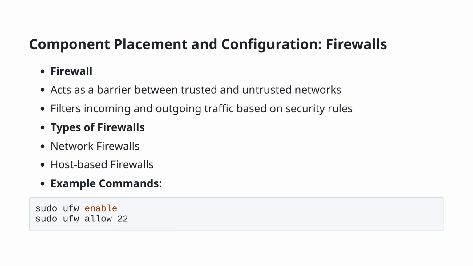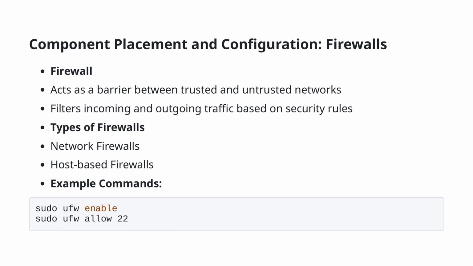In this section, we're focusing on the placement and configuration of firewalls within your network architecture. A firewall acts as a critical barrier between your trusted internal network and untrusted external networks, such as the internet. It filters both incoming and outgoing traffic based on a predefined set of security rules, ensuring that only authorized communications are allowed through. There are two primary types of firewalls you need to consider.